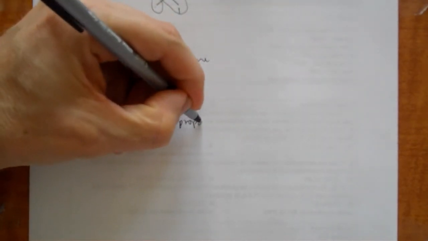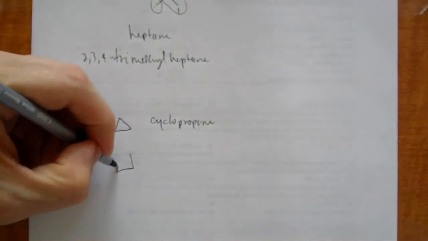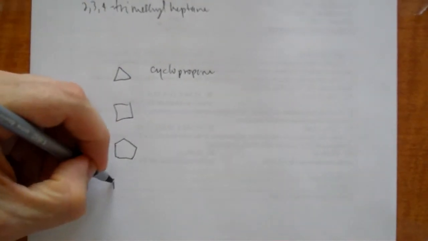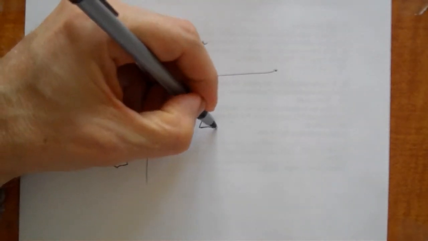And I don't know if you need me to tell you this or not, but I'm going to tell you. I think this is section 3.3. And that would be cyclopropane, of course, cyclobutane, cyclopentane, cyclohexane. Okay?